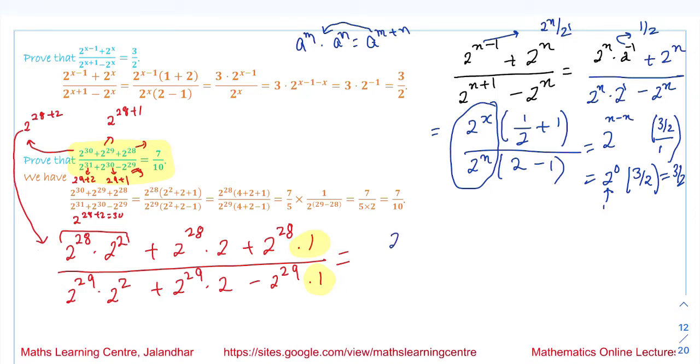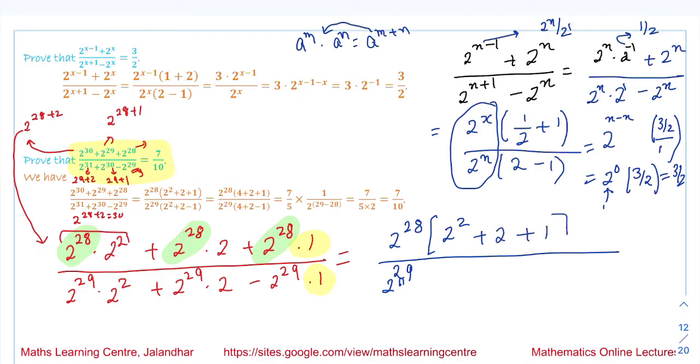So from the numerator we are taking 2 raised to the power 28 common and from the denominator we are taking 2 raised to the power 29 common. When we take 2 raised to the power 28 common, what we are left with over here is 2 raised to the power 2 plus 2 plus 1. Writing this 1 is very important. Generally students do not write this 1 when they take common, and this is a common mistake. To avoid this mistake we write into 1 over here, and in the denominator you will have 2 raised to the power 2 plus 2 minus 1.